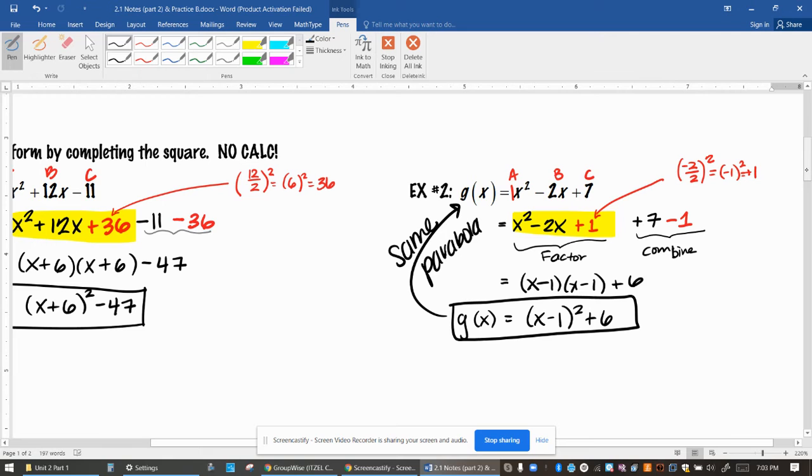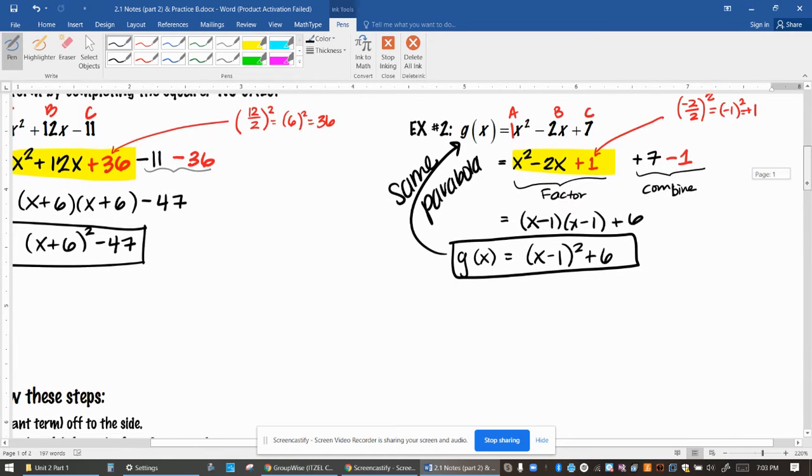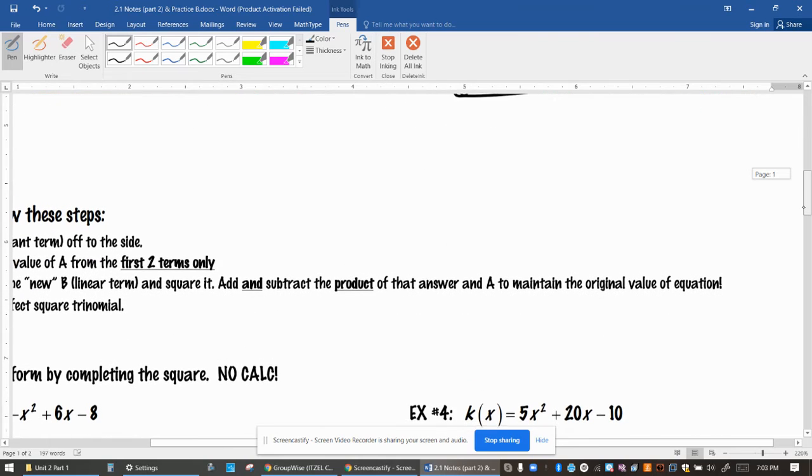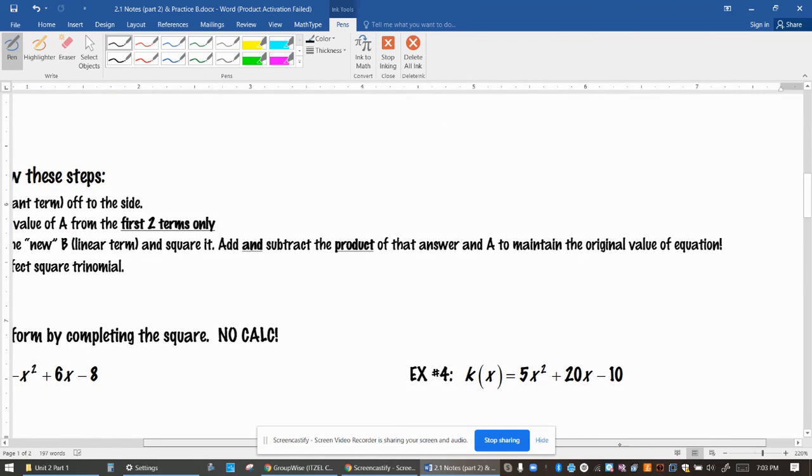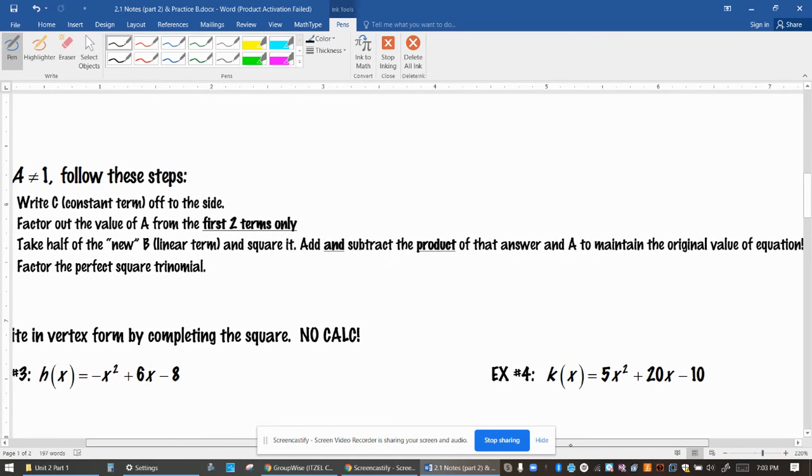But unfortunately, the leading coefficient will not always be 1. So there's an extra step for those. Okay, pause for a second and read the directions of what to do if the leading coefficient is not 1. Push play when you're ready.